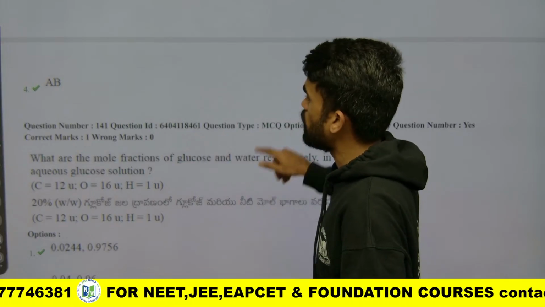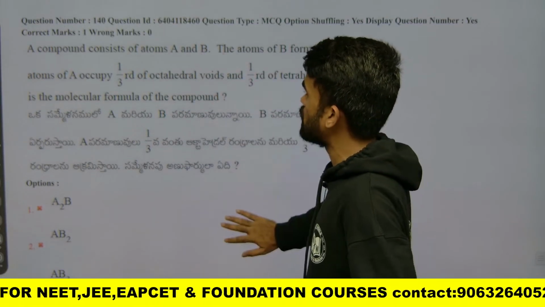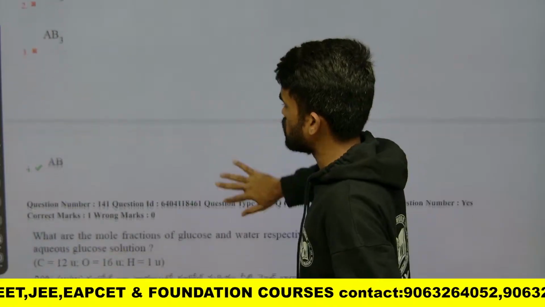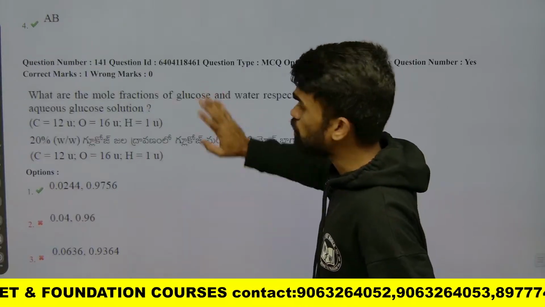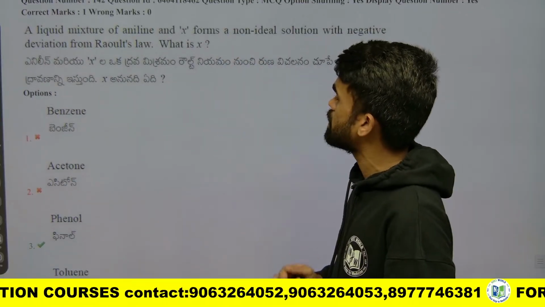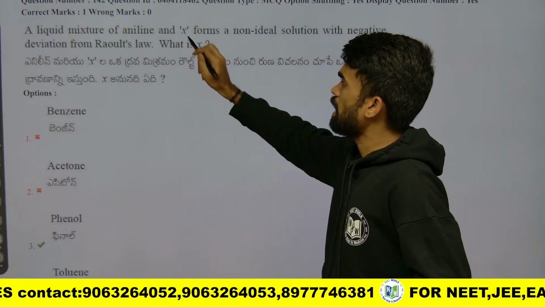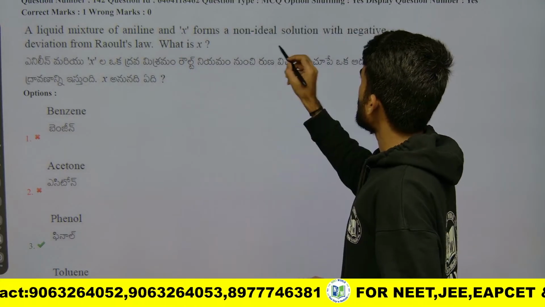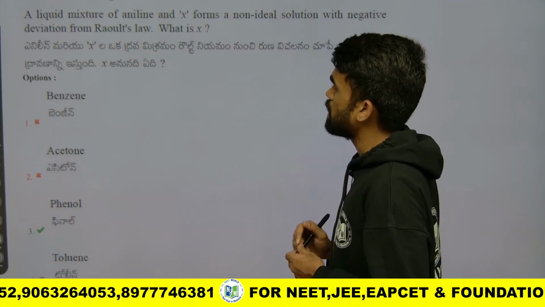Okay, so now we have covered up to this many questions. In the last two sessions we have covered the 140th question and also the 150th question. Okay, and the next is question 141, then next we will be looking into 142. Here the question is saying: a liquid mixture of aniline and X forms a non-ideal solution with negative deviation from Raoult's law. So what is X here?